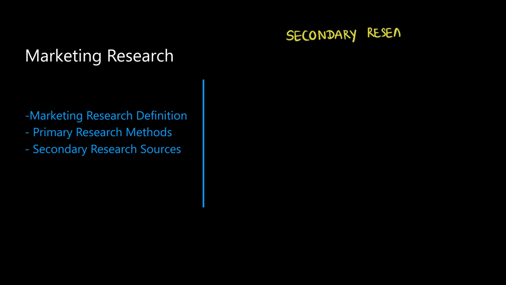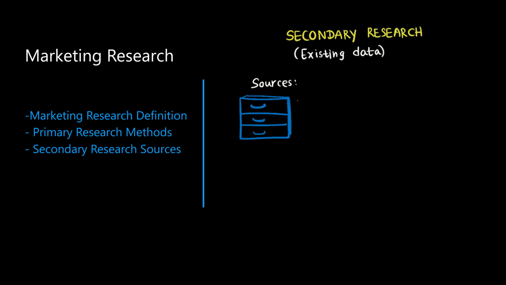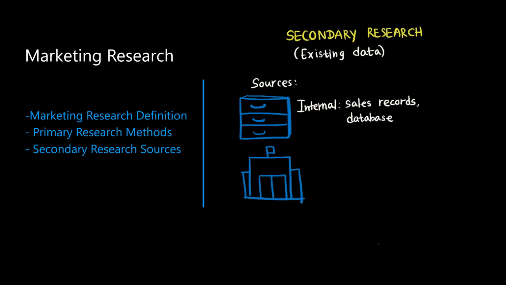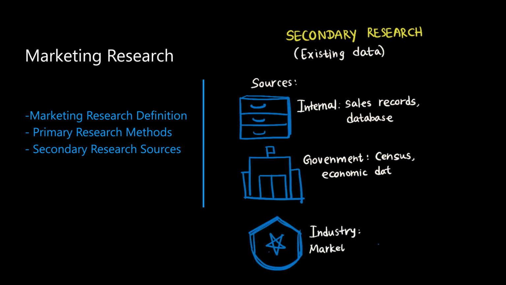Secondary research uses existing data. Internal data includes your sales records, customer databases, and previous research. Government agencies provide free demographic and economic data. Industry associations publish market reports. Commercial research firms sell syndicated studies. The internet offers vast amounts of information, though quality varies.